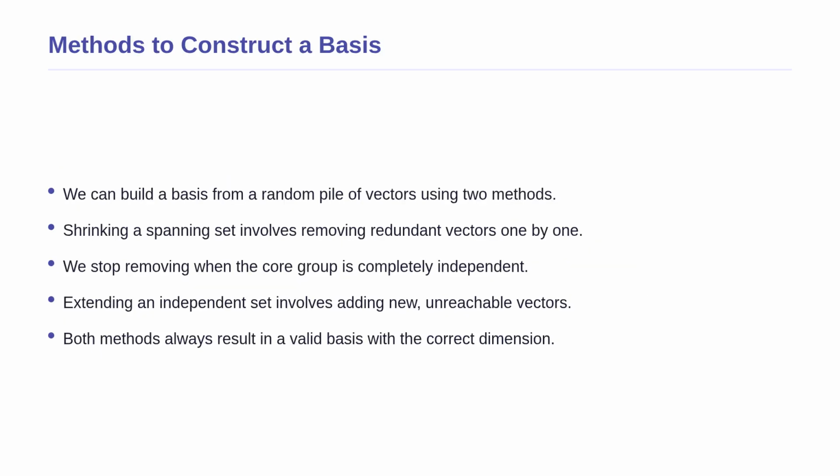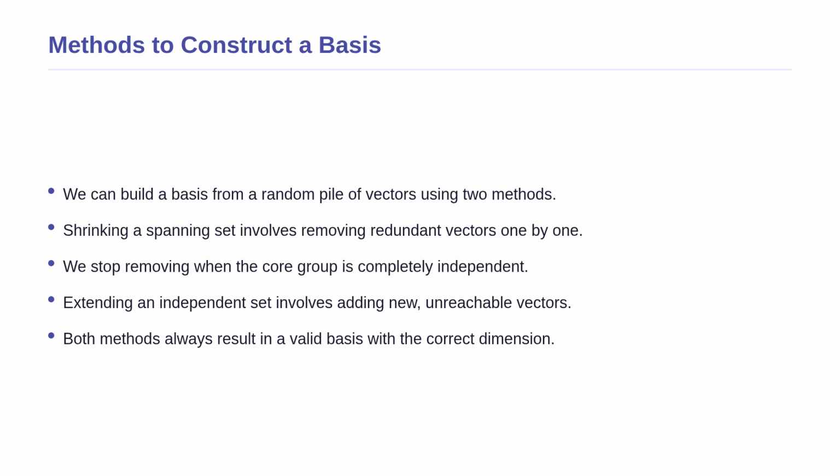So, we have proven that dimension is fixed. This brings us to a practical question. How do we actually build a basis if we are just handed a random pile of vectors? There are two main methods, depending on what you start with. The first method is called shrinking a spanning set.